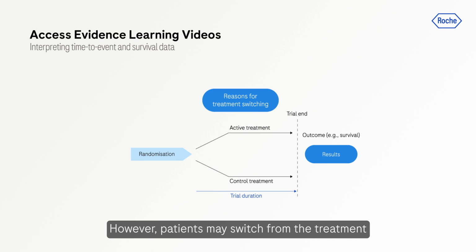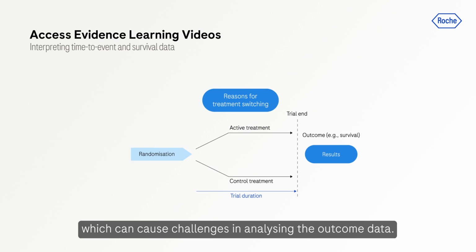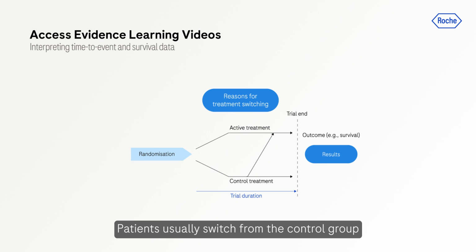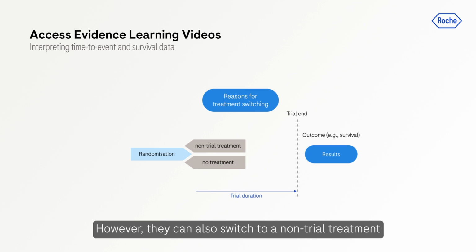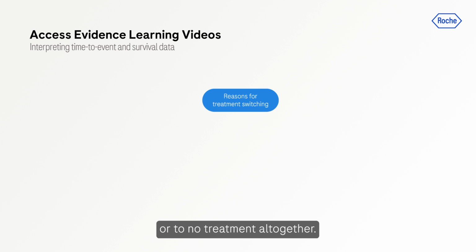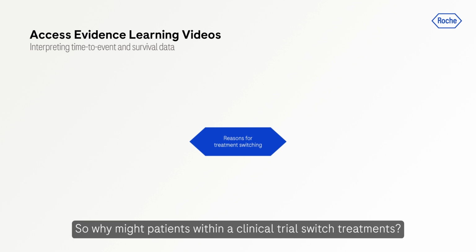However, patients may switch from the treatment to which they are initially randomized, which can cause challenges in analyzing the outcome data. Patients usually switch from the control group to the active treatment arm. However, they can also switch to a non-trial treatment or to no treatment altogether. So why might patients within a clinical trial switch treatments?